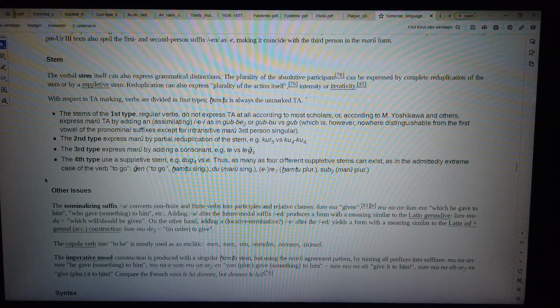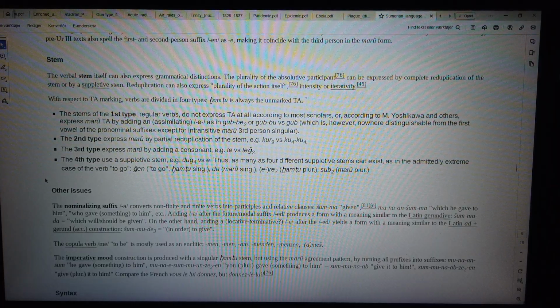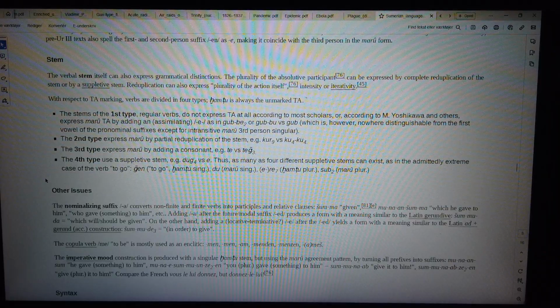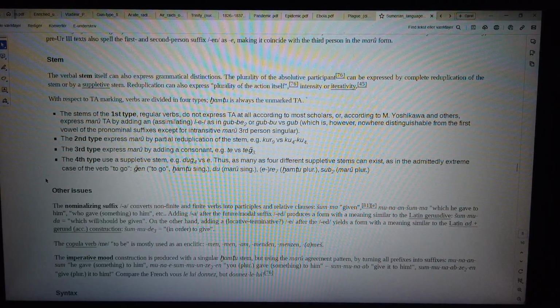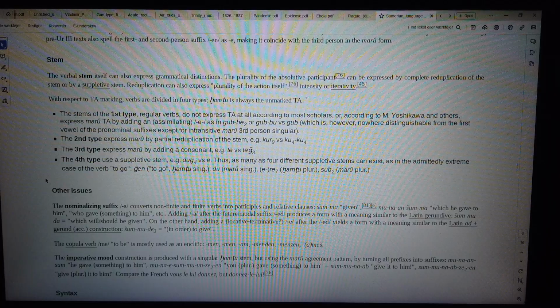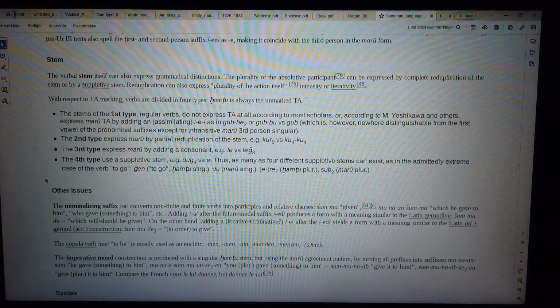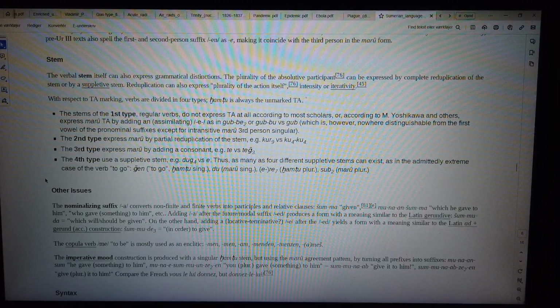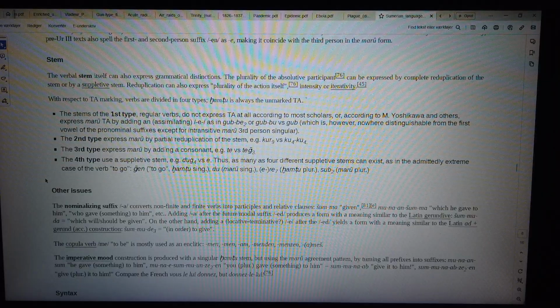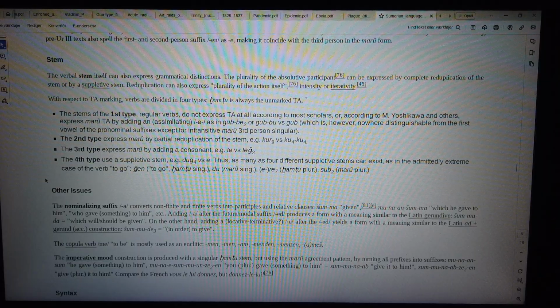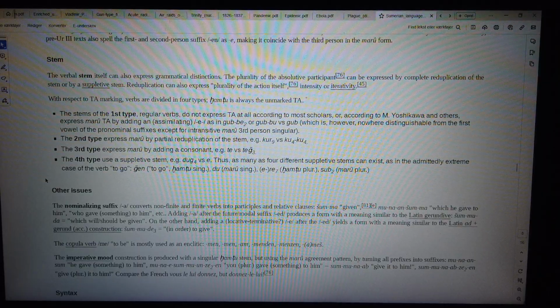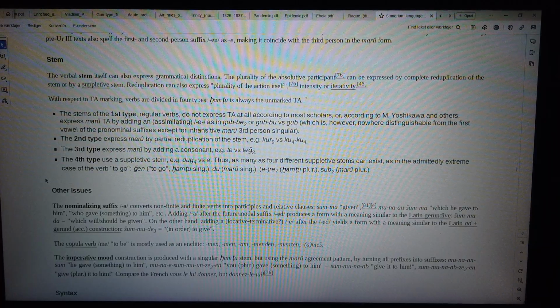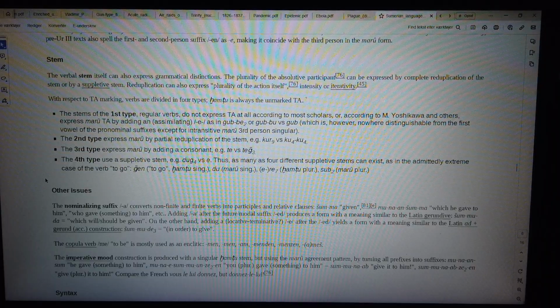Stem. The verbal stem itself can also express grammatical distinctions. The plurality of the absolutive participant, 76, can be expressed by complete reduplication of the stem or by a suppletive stem. Reduplication can also express plurality of the action itself, 76, intensity or iterativity. 45, with respect to tense marking, verbs are divided in 4 types. A mu is always the unmarked tense.